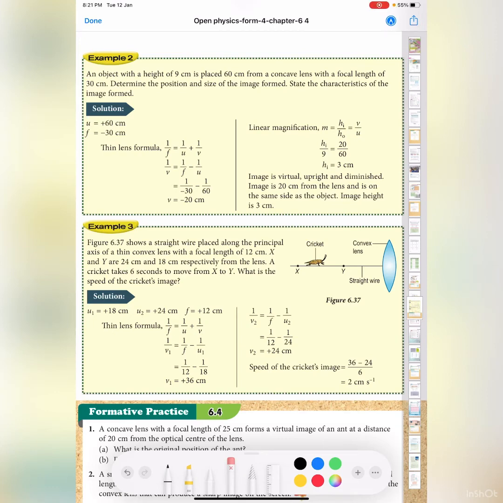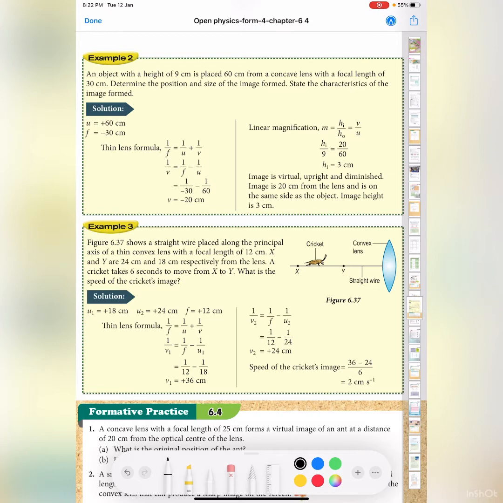Okay, so let's proceed with example 2. This is still under the thin lens formula, or thin lens equation. Last time we tried the convex lens. This time, example 2 in your textbook is the calculation involving a concave lens. Right, let's check on example 2.